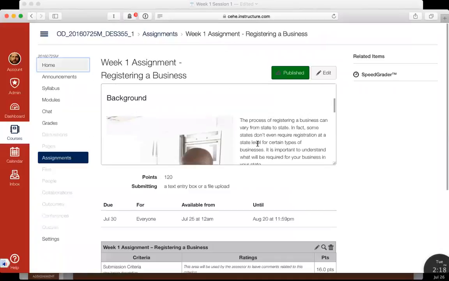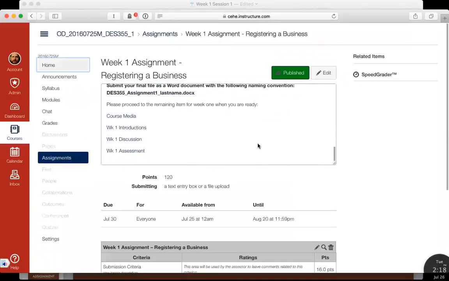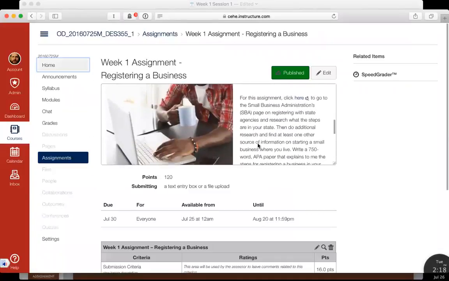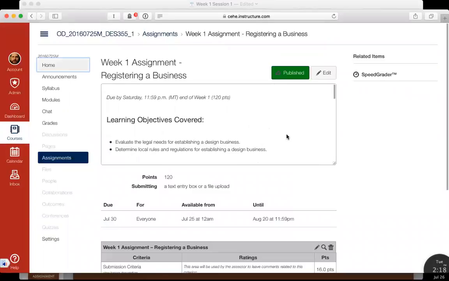So that is the assignment for this week. And again, it should give you some good information on what's necessary for your particular state legally. Like I said, in the state where I am, for doing freelance design, I don't even have to register a business, so it's just going to vary from state to state. And again, just like normal, that doesn't mean I don't want to. It just means I don't have to.